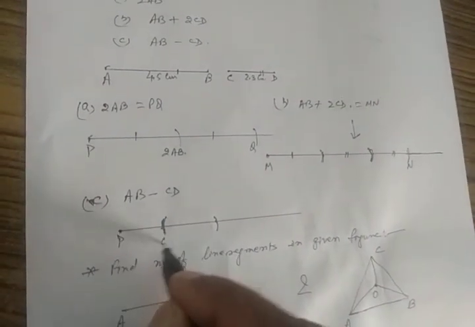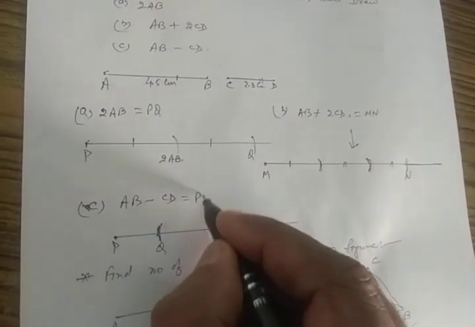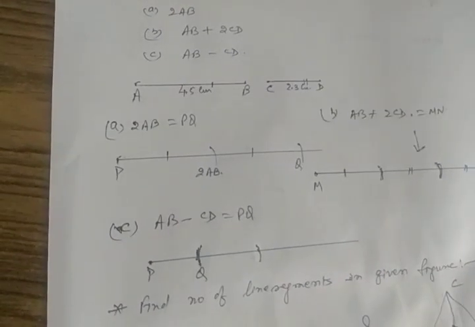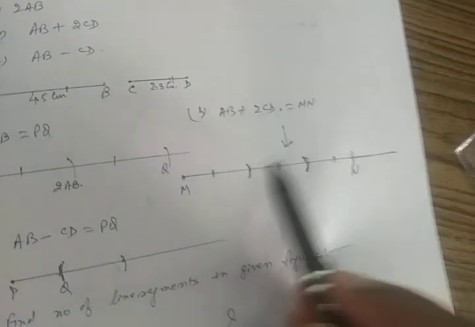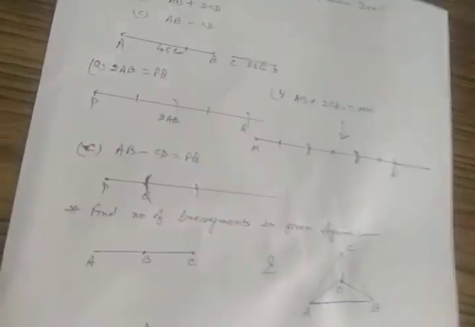Suppose this is PQ and now it represents AB minus CD. So if it is the negative sign here, you have to come to the left side. If it is the plus sign here, you have to move to the right side. I just hope by practice you will learn it. Now come to the next question.